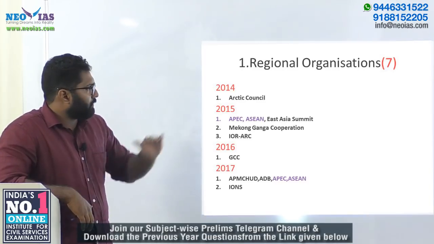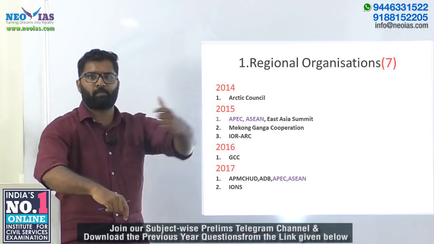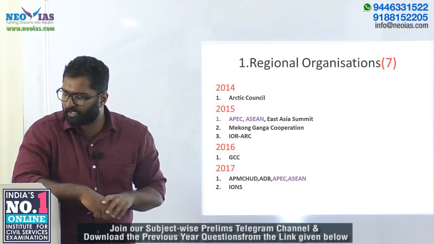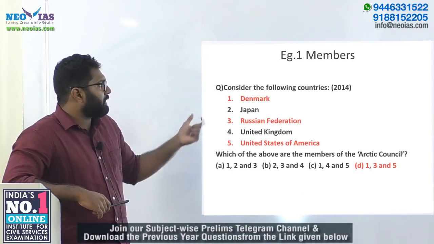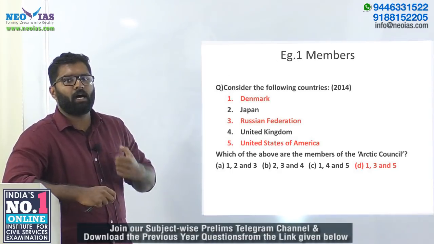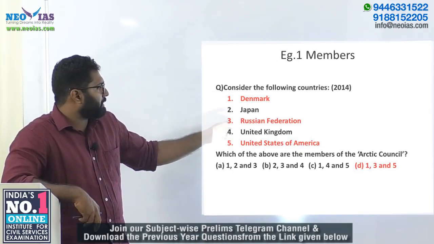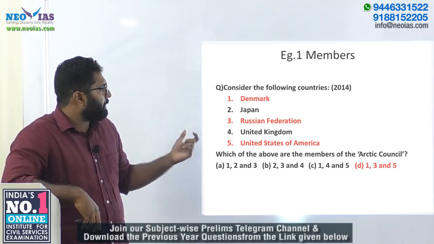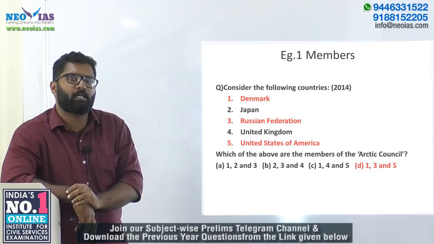Okay. So out of these regional organizations, I am taking the Arctic Council to explain various aspects of questions that can be framed out of a regional organization. So this is the question actually asked about the Arctic Council. UPSC has asked about the members, who all are the members of the Arctic Council. The options were Denmark, Japan, Russian Federation, UK and USA. By knowing that Japan and the United Kingdom have nothing to do with the Arctic Council.